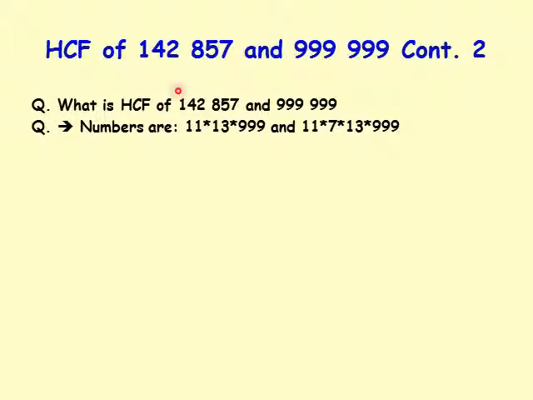Okay. So what's the HCF of 142857? That's what we're talking about. So far we discussed that the numbers are 11 times 13 times 999 and 11 times 7 times 13 times 999. Okay. So now how do we determine? Can you determine the HCF now?